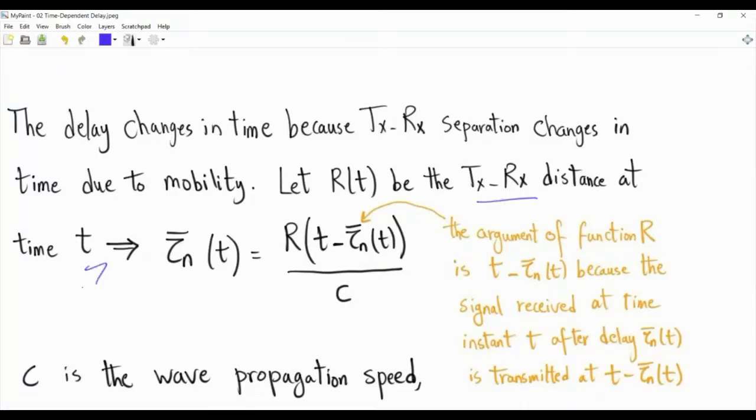And so what is the delay? The delay, you take the distance and you divide by the speed of propagation. Here I will write that the delay at time t, by definition, is the delay of the signal received at time t. So the signal was transmitted at time t minus tau of t. So basically the delay at time t is the separation between the transmitter and receiver at time t minus tau of t, and then you divide by c, which is again the speed of propagation.